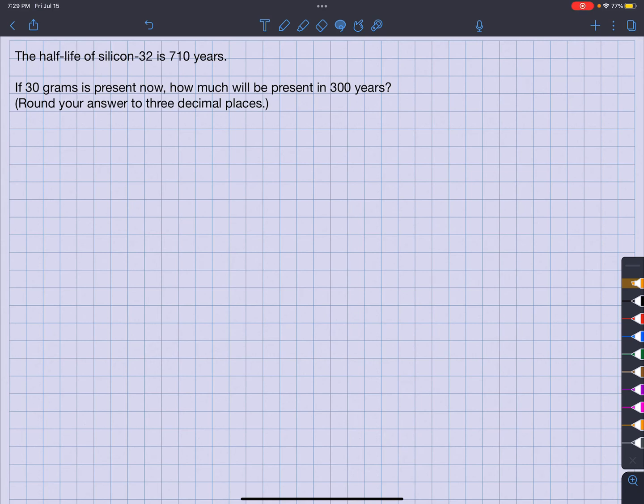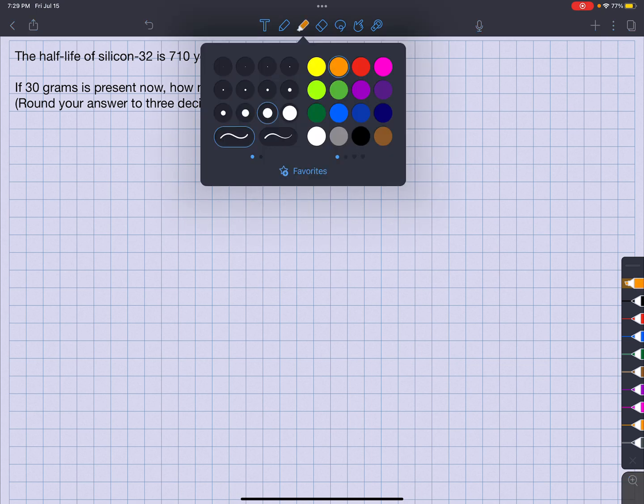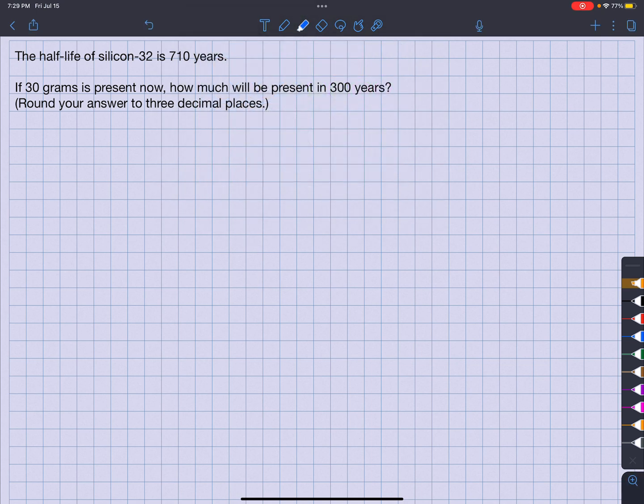All right, so we have this word problem about half-life. Anytime I see the word half-life, this part right there gives me the half-life of silicon-32 is 710 years. So half-life tells me I have to do 1/2 is equal to e raised to the kt, right?